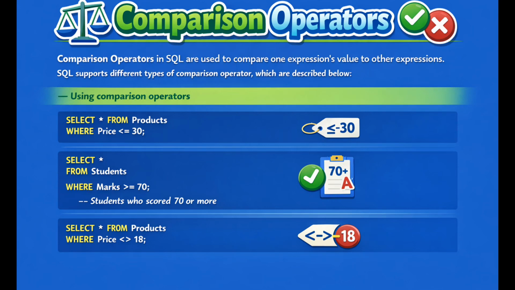Lastly, we can use the not equal to operator, represented here as less than, greater than. If we query the products table with where price is not equal to 18, we are effectively filtering out any product with that specific price, returning everything else. For example, if we were creating a list excluding a specific promotional price tag.